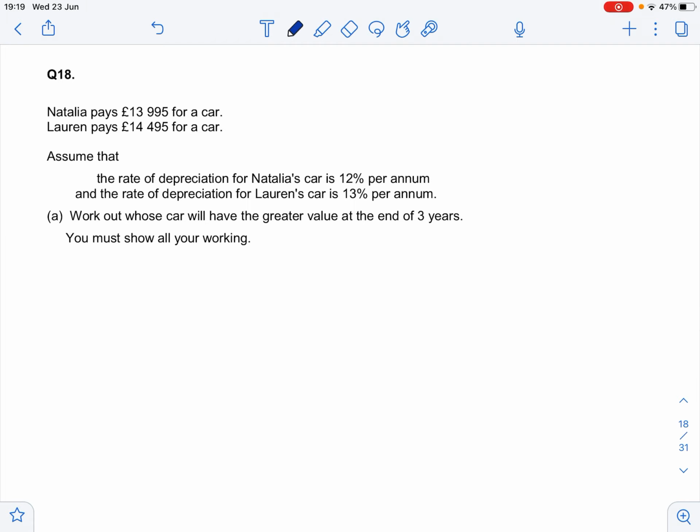Question 18. So Natalie pays this amount for the car. Lauren pays this amount for a car. Assume the rate of depreciation for Natalie's car is 12%. So remember, depreciation means it's going down. So work out whose car will have a greater value at the end of 3 years. So again, we always start with 100%. We subtract 12%, which is 88%. Change that into decimal multiplier, which is 0.88.